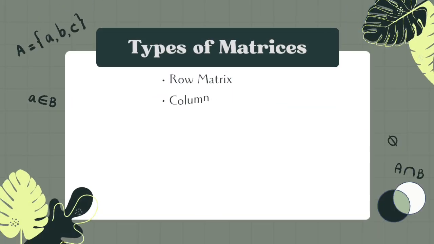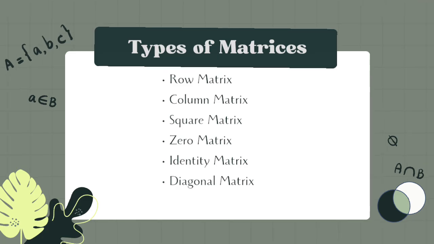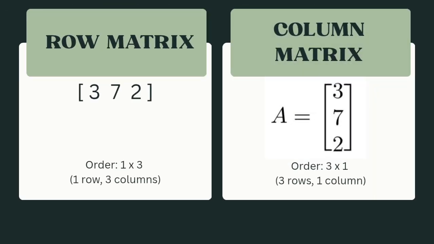Types of matrices: row matrix, column matrix, square matrix, zero matrix, identity matrix, diagonal matrix. Row matrix: 3 7 2, order 1 by 3, 1 row, 3 columns. Column matrix: A equals 3 7 2, order 3 by 1.